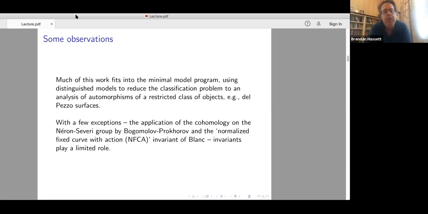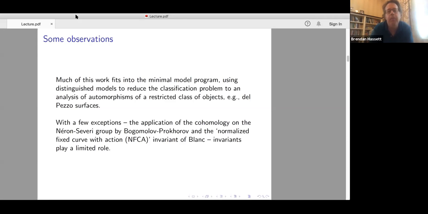The other thing I'd like to mention is that for the most part, the approaches to these things aren't in developing birational invariants, but really are using this classification machinery. There are a few exceptions to this that I should mention. Obviously, the work by Bogomolov and Prokhorov using Galois cohomology from the Neron-Severi group is an exception. And the classification of Blanc for cyclic actions on surfaces uses an invariant called the normalized fixed curve with action. If you haven't seen this before, I will say a little bit more about it in our examples later on.